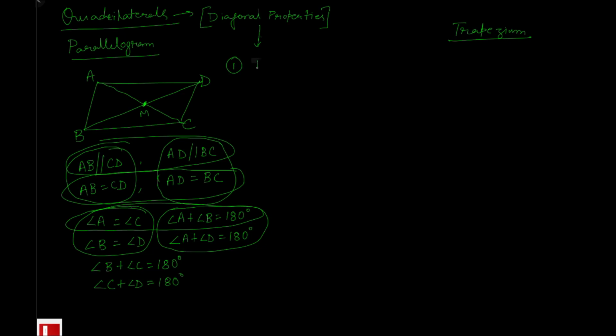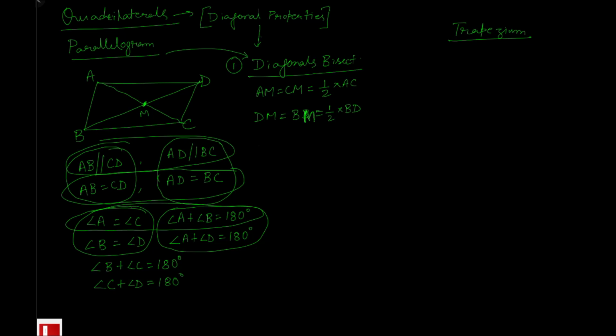First thing is diagonals bisect each other. In case of any parallelogram, diagonals bisect. What does that mean? That means AM is equal to CM is equal to half of AC, right? Then we have DM is equal to BM is equal to half of BD, right? M is the midpoint of both AC and BD. That's what is important to learn and remember.